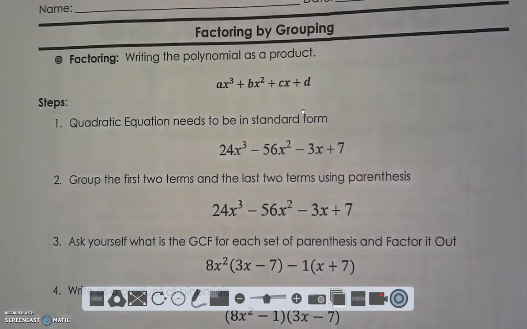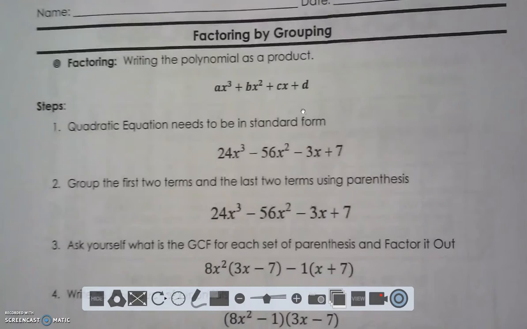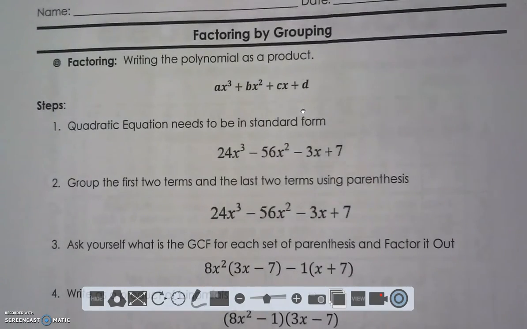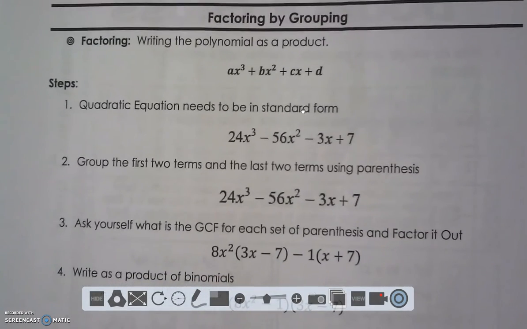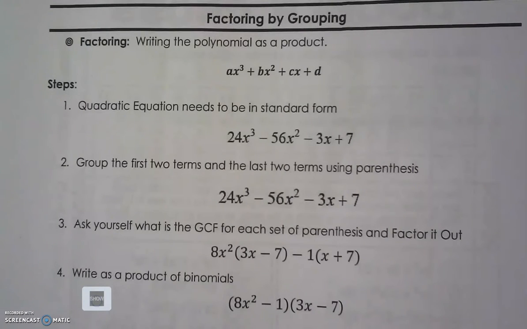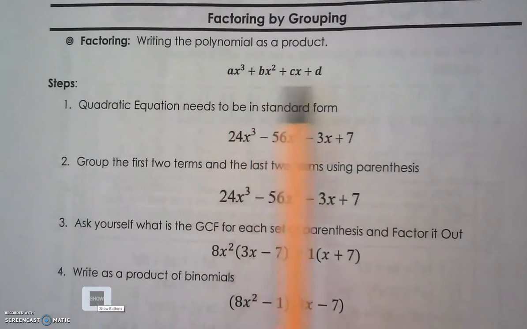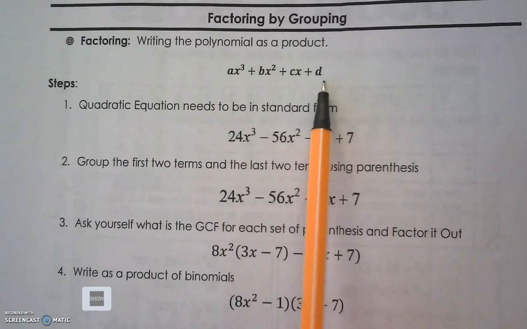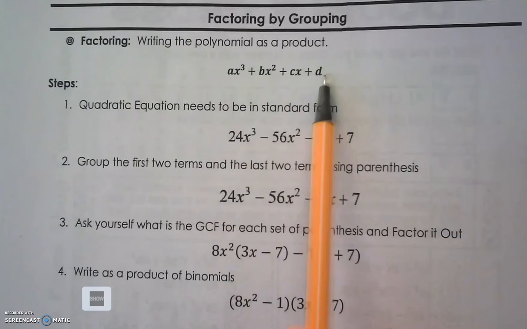Alright, so we just worked on factoring by GCF, by greatest common factor. A related factoring topic is factoring by grouping. When we factor by grouping, we no longer have 3 terms, but we have 4 or more, and we'll work on the 4 part. So it needs to be in standard form.